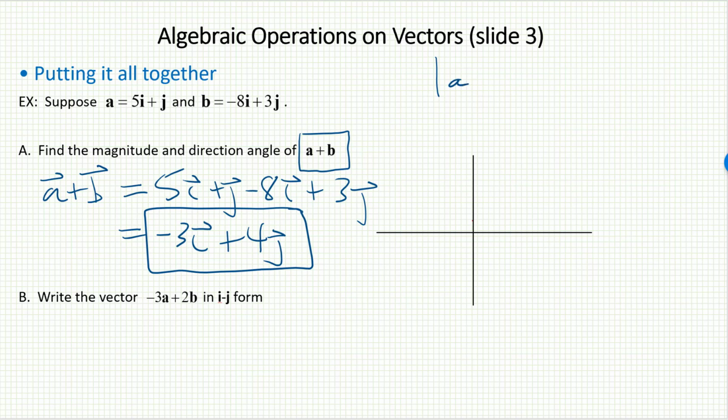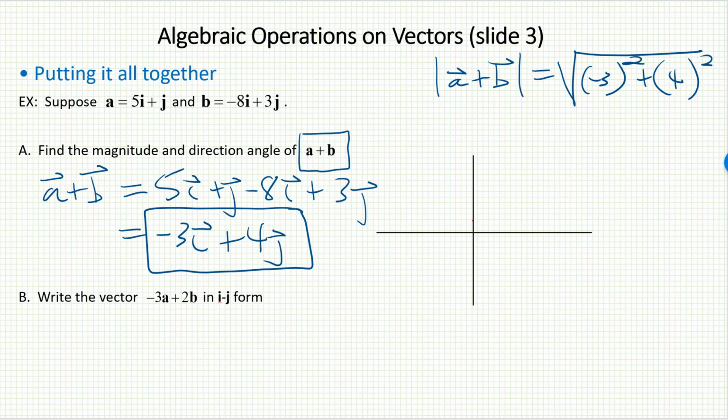Okay, let's answer the questions. How am I going to find the magnitude of this new vector I just created? Well, we have a formula for that now. It's the square root of the horizontal component squared plus the vertical component squared. I can quickly work that out. I get 9 plus 16 is 25, and the square root of 25 is 5. So the magnitude of this vector is 5.